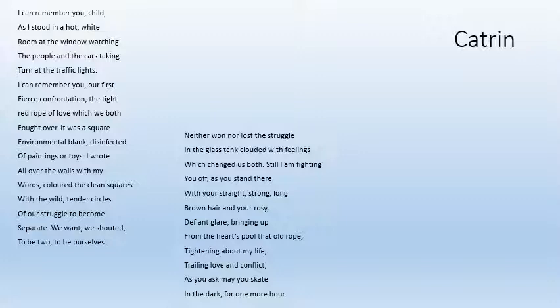Neither won nor lost the struggle in the glass tank clouded with feelings which changed us both. Still I am fighting you off, as you stand there with your straight, strong, long brown hair and your rosy, defiant glare, bringing up from the heart's pool that old rope, tightening about my life, trailing love and conflict, as you ask, may you skate in the dark for 1 more hour.